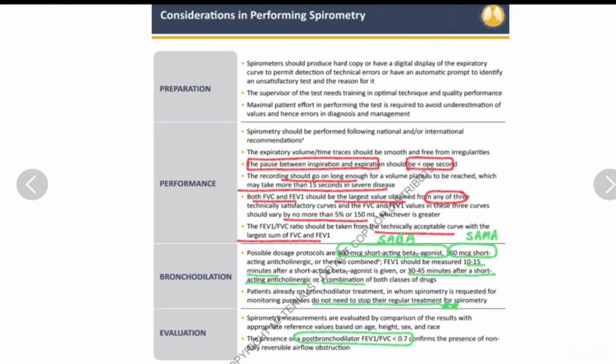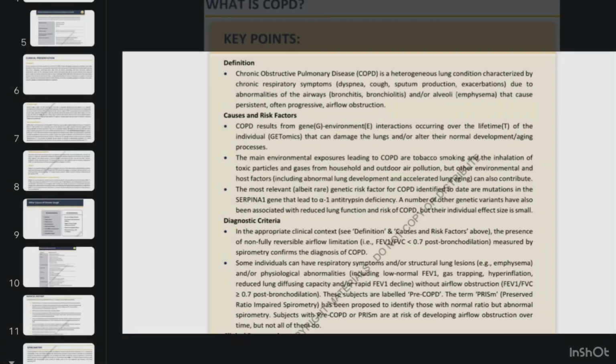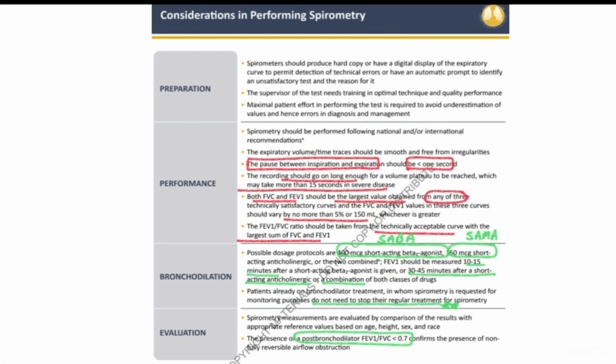Okay. Then comes what are the considerations in performing spirometry. They are telling that we have to prepare properly. Then in performance, what should the spirometry findings be? They are telling that the pause between inspiration and expiration should be less than 1 second. As we know, we tell the patient during spirometry to inhale and then exhale. So the gap between that inspiration and expiration should be less than 1 second.